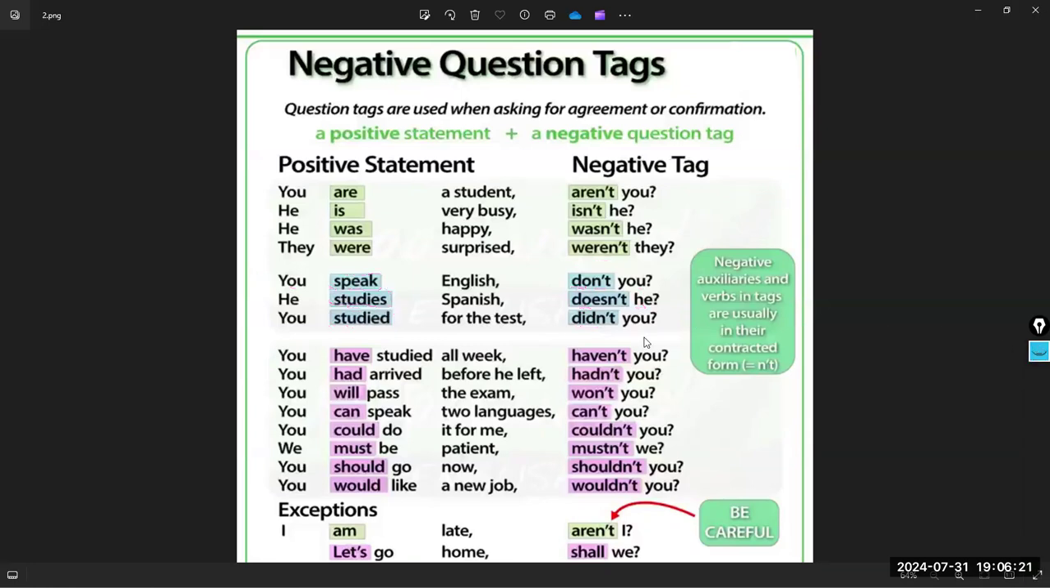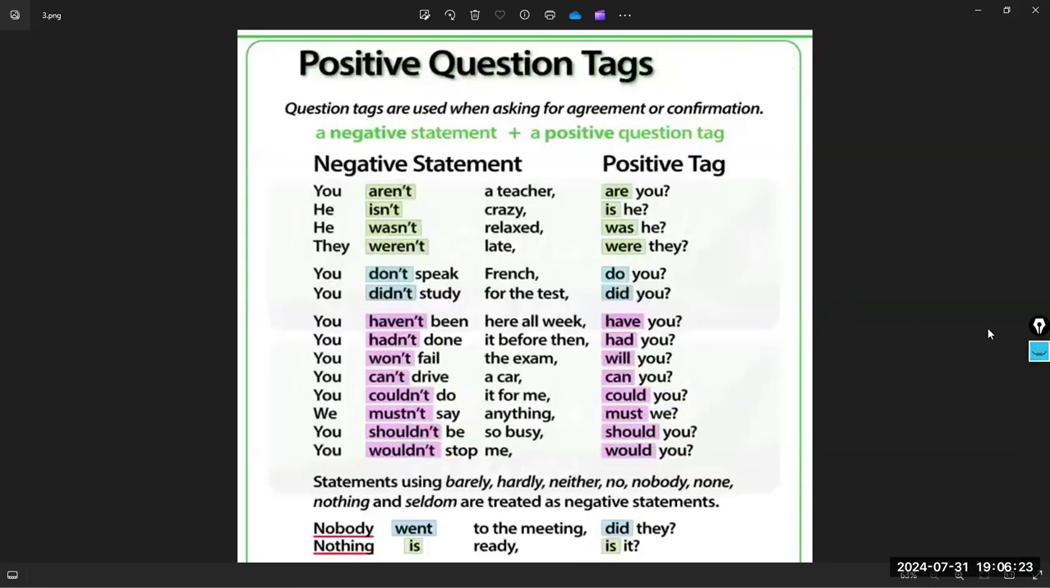Absolutely. If they are negative, you have to write the question tag which is in positive formation, because notice the example is saying you don't speak French. Do you? You didn't study for the test. Did you? Okay, guys? Is that clear? Okay. Yes.